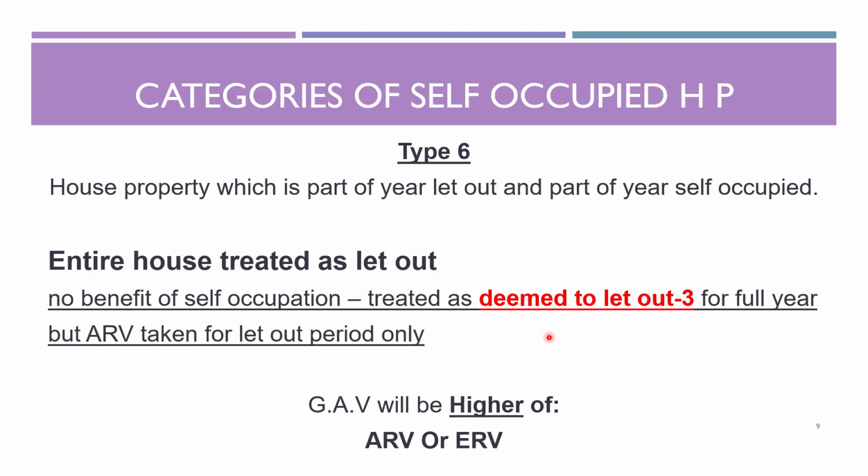Okay, but one concession is the actual rental value. This actual rental value will be taken for the let out period only. Okay, so that is the difference. That is a fixed type.